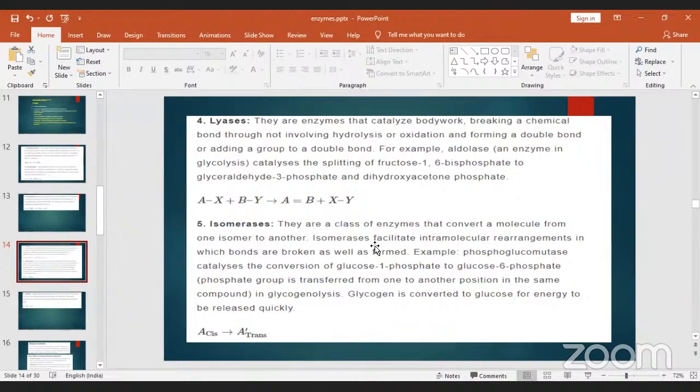Isomerases. So these enzymes are involved in the rearrangement of atoms within the molecule. Isomerases, they are a class of enzymes that convert a molecule from one isomer to another isomer. Isomerases facilitate intramolecular rearrangement.